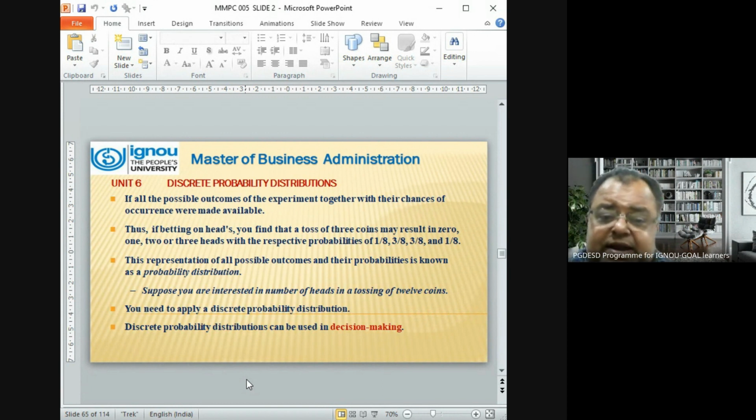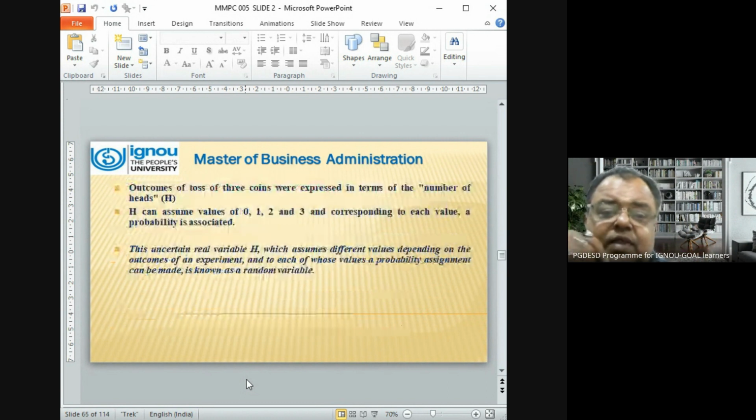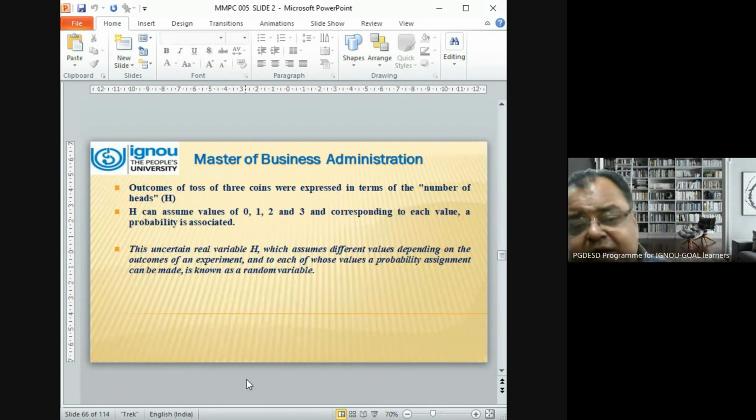Suppose you are interested in the number of heads in tossing of 12 coins. You need to apply a discrete probability distribution, and discrete probability distribution can be used in decision making. The outcome of the toss of 3 coins was expressed in terms of the number of heads. What will H receive? In a toss, there may be no head at all; 1 head will be there, 2 heads will be there and 3 heads will be there. There cannot be half heads because you have tossed 3 coins.